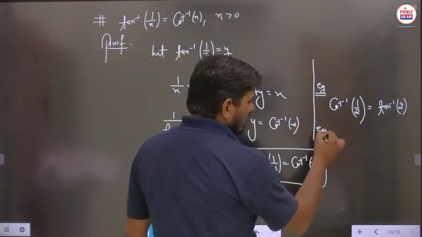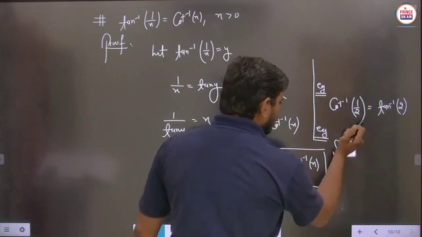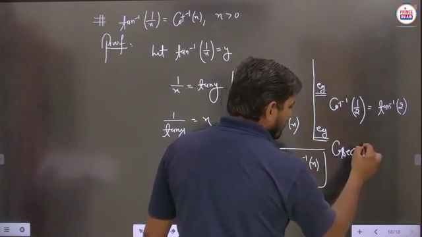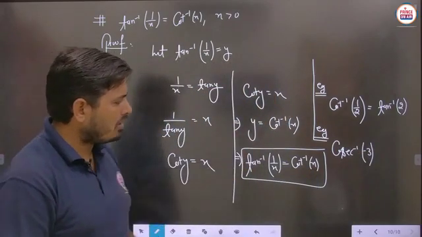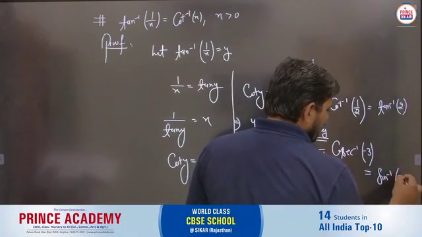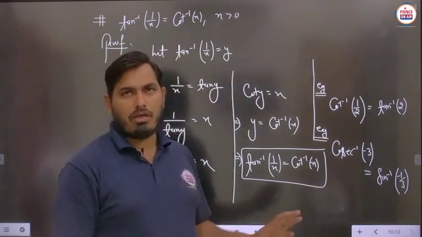And suppose we take another example. Suppose we have to take cosec inverse of minus 3. Suppose we have to write this in terms of sine inverse, then you can write it like this: sine inverse of minus 1 by 3. Is it clear? So definitely there should be no problem for you.